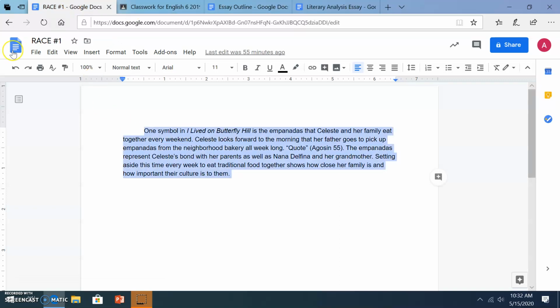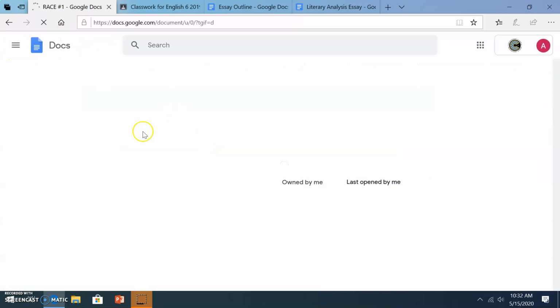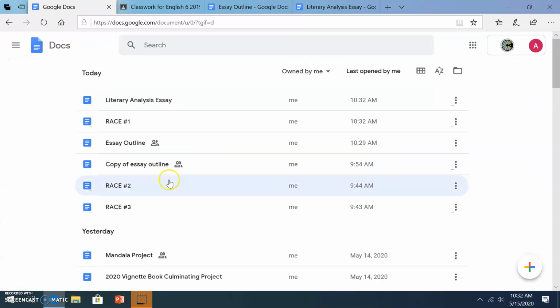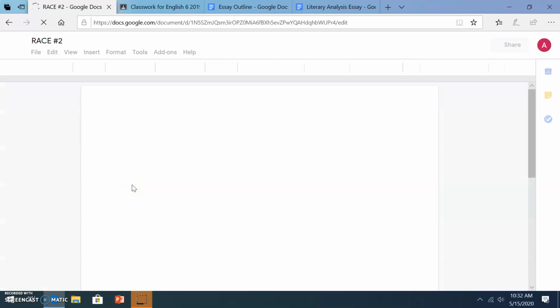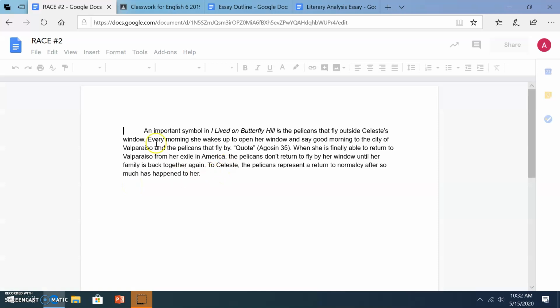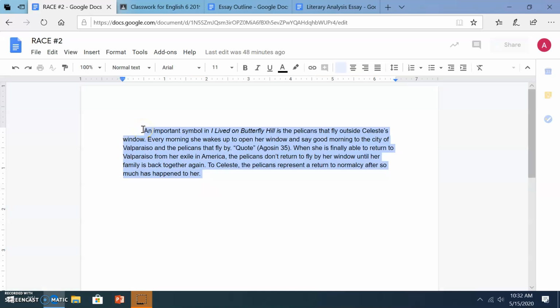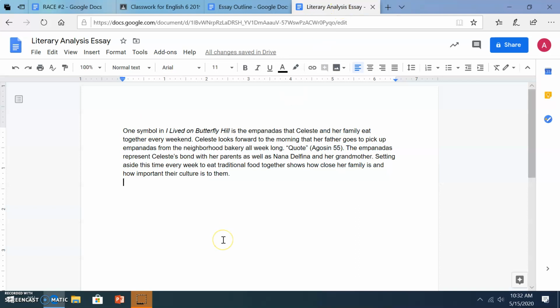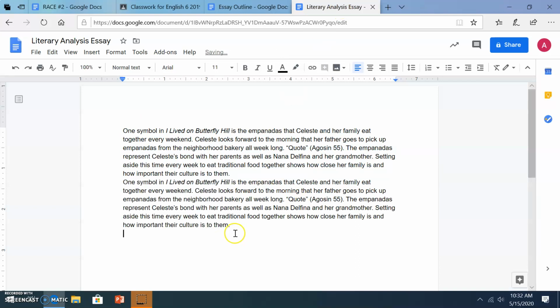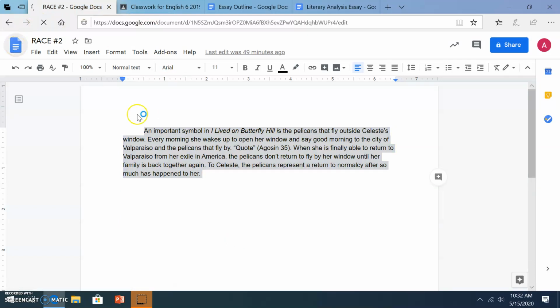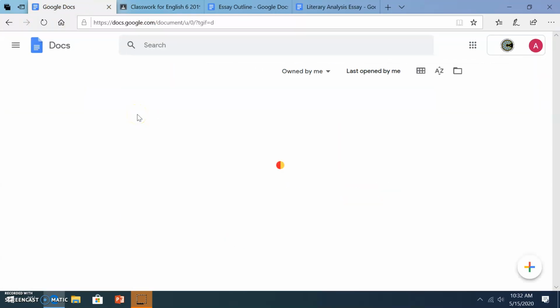Then I'm going to go back over here to race paragraph number 2. I'm going to copy it and paste it into my literary analysis essay document. And then I'm going to open race paragraph 3.